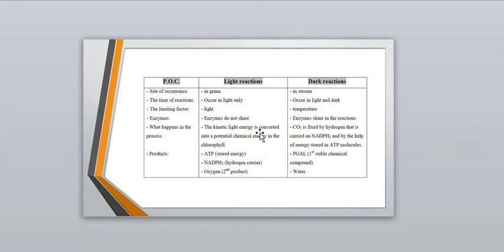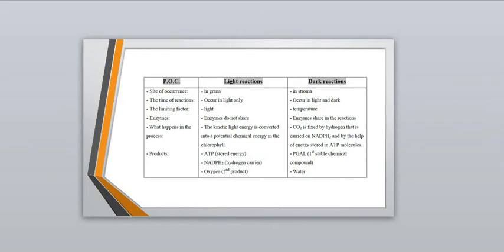Here is what happens in the process: the kinetic energy, light energy, is converted to potential chemical energy and produces carbohydrates inside the chlorophyll. The products here are energy as ATP, NADPH2, and oxygen as a second product. After that, we have carbon dioxide which is fixed by the hydrogen carried on NADPH2, and this helps the energy to be stored in ATP.